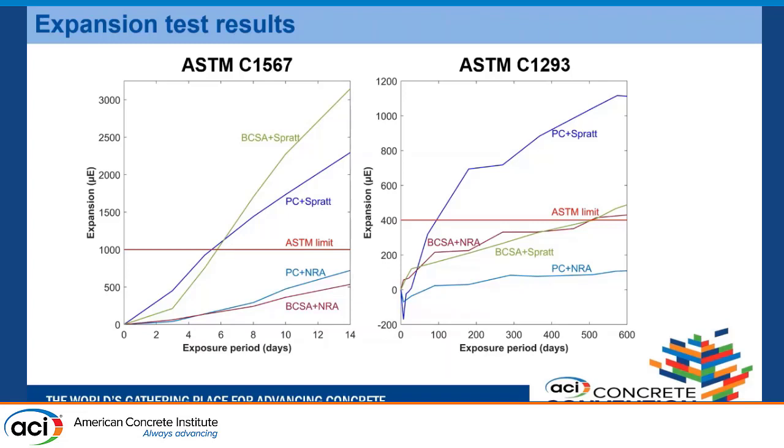At 500 days, it does cross the limit. But what we can compare here is that the expansion is less than what we see in Portland cement with reactive aggregates, which is again a good sign. If we check the non-reactive aggregates, Portland cement seems to perform the best. BCSA does fall within the limit, but at 500 days again it crosses the limit. However, the expansion is not too high, and this cannot be completely attributed to ASR.